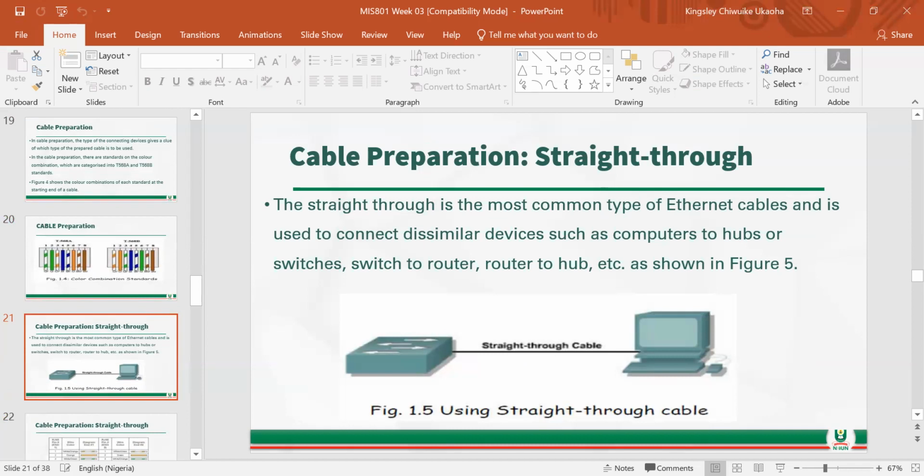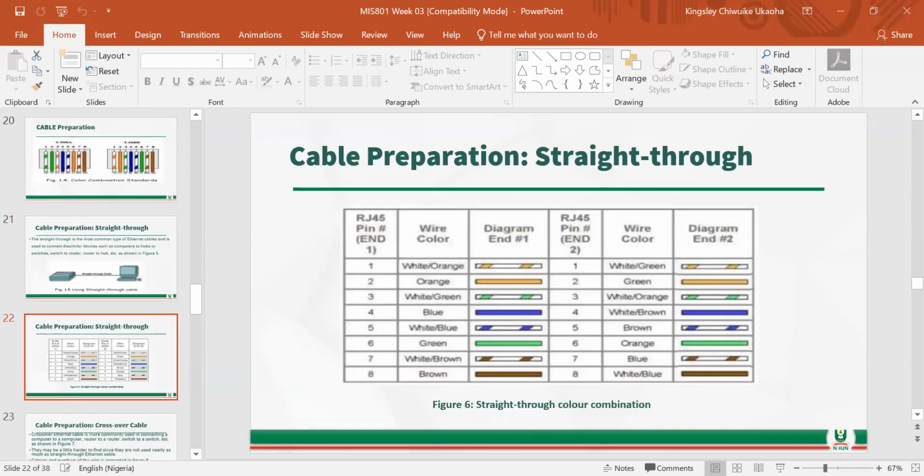Cable preparation, straight through. The straight through is the most common type of Ethernet cable and is used to connect dissimilar devices. When you say dissimilar, devices that are not similar, such as computers to hubs or switches, switches to router, router to hub, are shown in the next figure. So that is straight through cable. Directly, it connects them together.